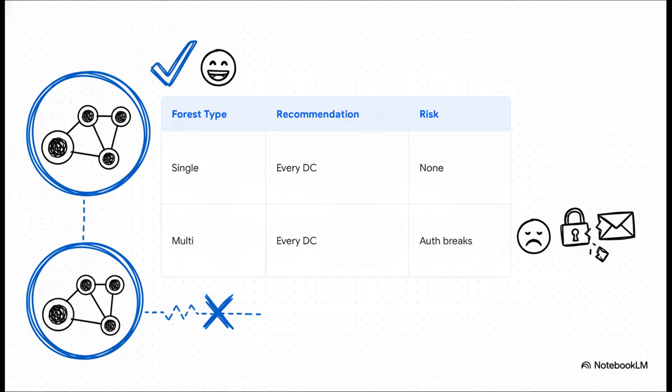But if you have heavily constrained wide area network, or WAN, links, you might choose to limit placement to reduce the replication traffic. Remember, every global catalog must receive updates from every other domain. But consider the risk involved here. If you limit placement and your WAN link drops, the local site can no longer reach a global catalog. Authentication stalls, mail flow breaks.